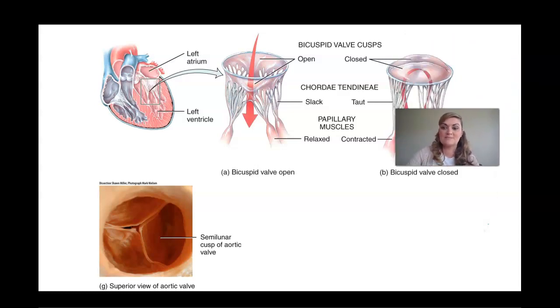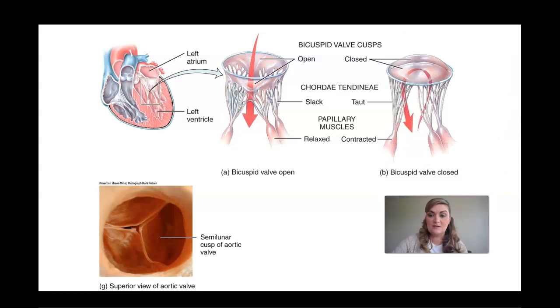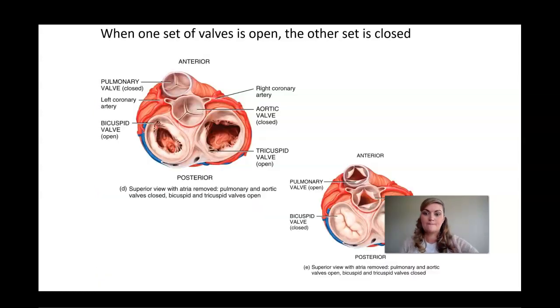And so you have your bicuspid valve open. And then if you look at picture B, you have the bicuspid valve closed. And that's going to cause that blood flow. Once it comes up and tries to go back in, it's going to cause it to wrap back around and come back down.